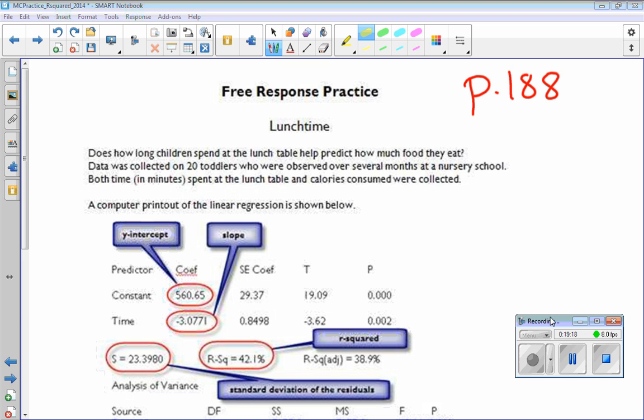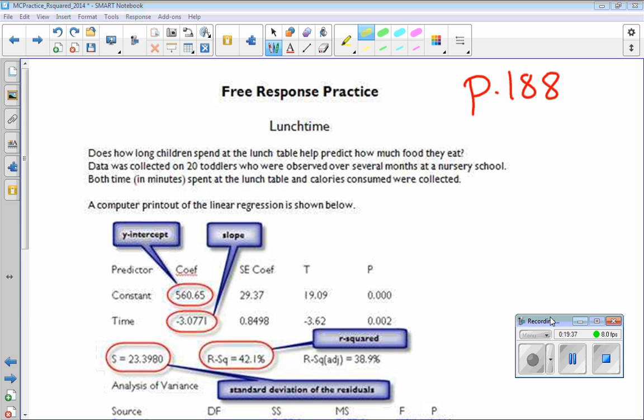Slope and y-intercept. That's all I need. In almost every computer printout, you will have those two things. You'll notice here that they are underneath the coefficient column, and then you have your constant coefficient. That makes sense that that's the y-intercept, doesn't it?